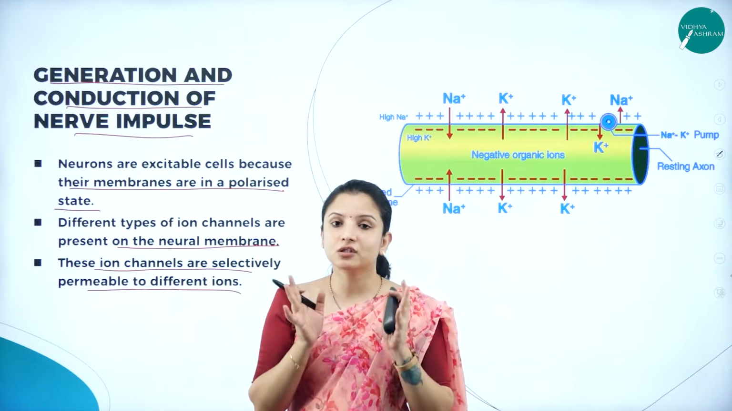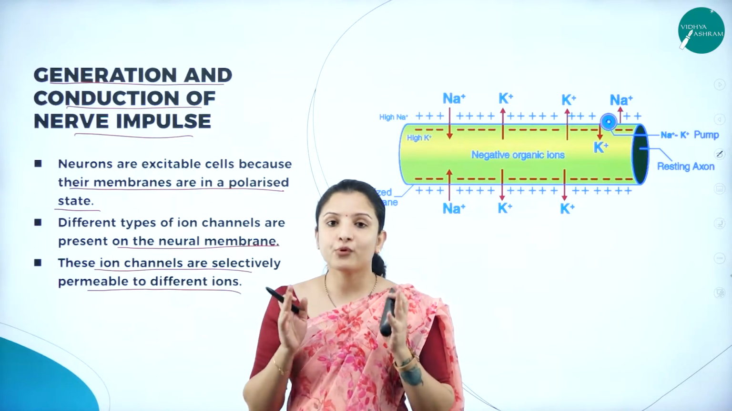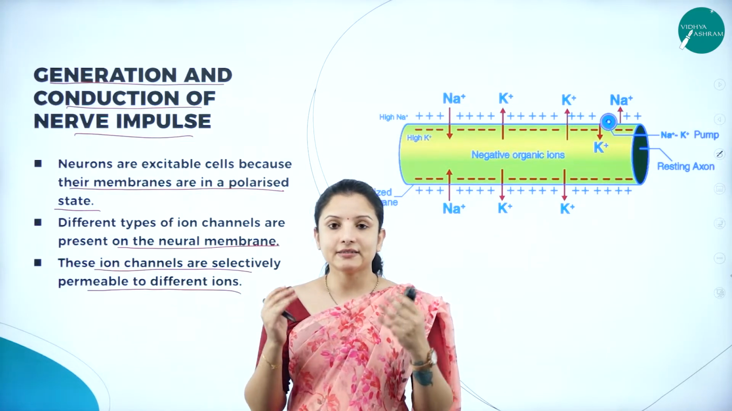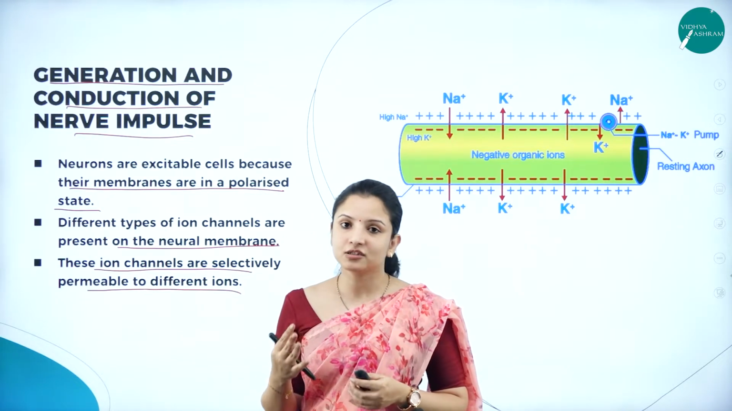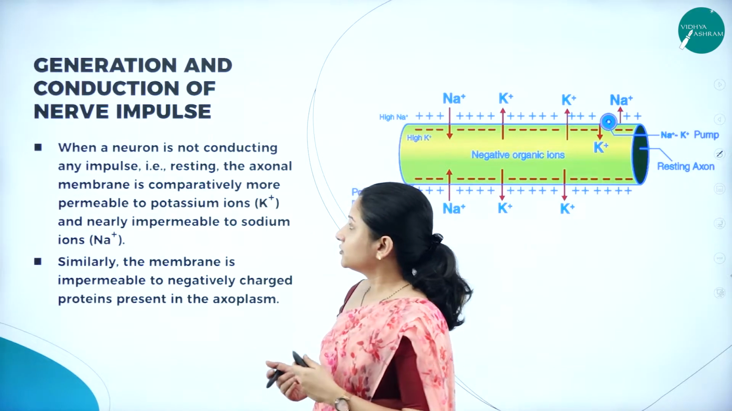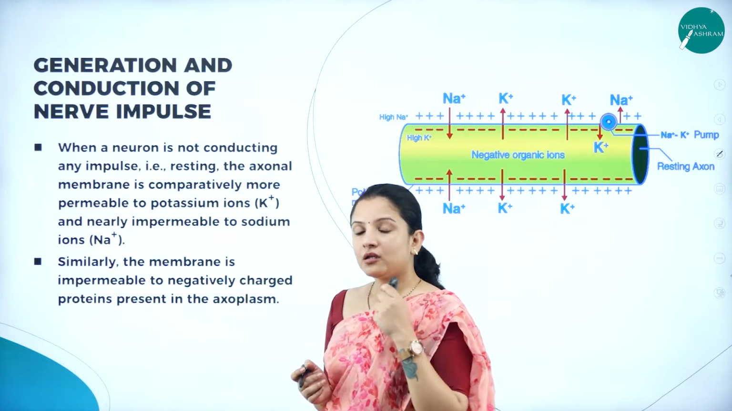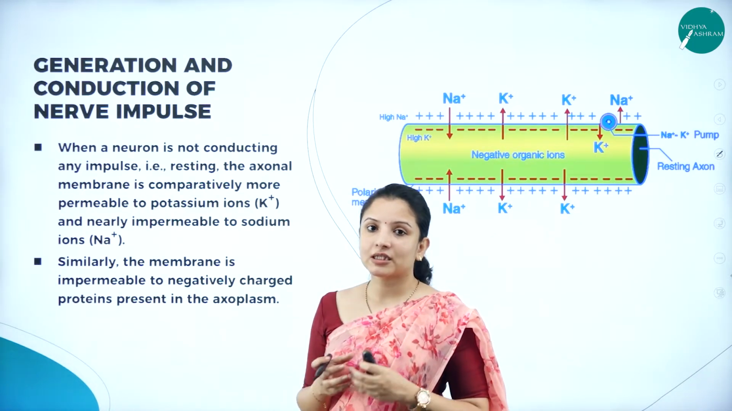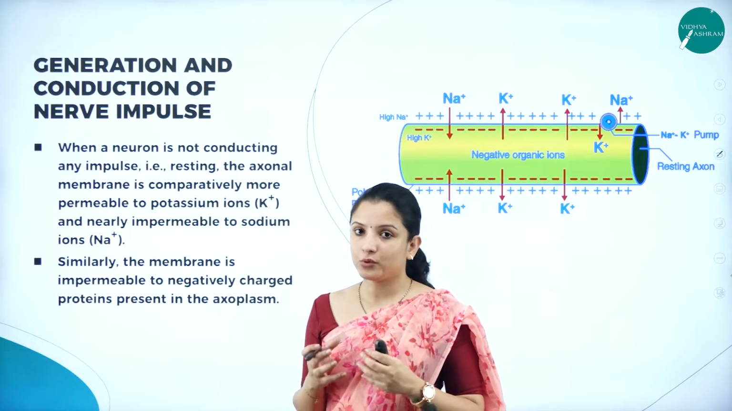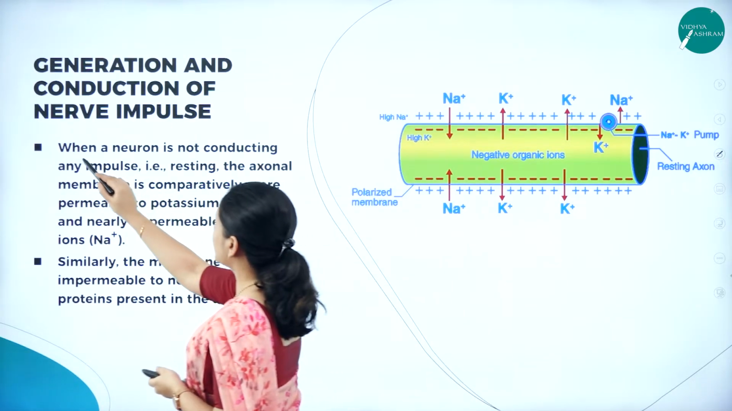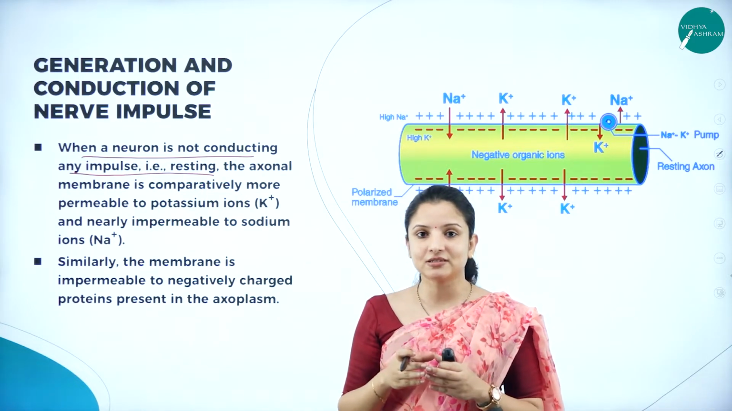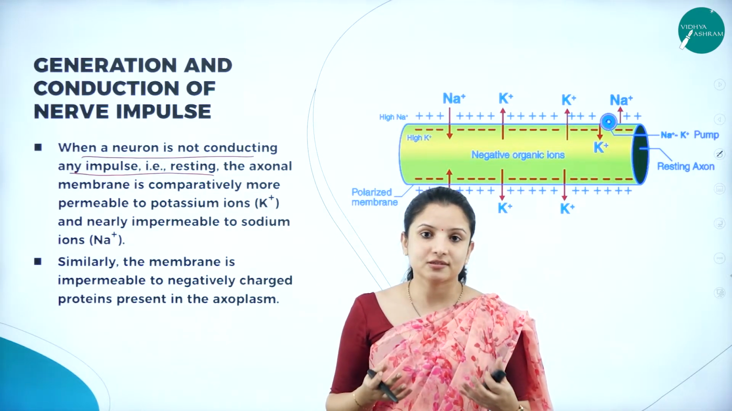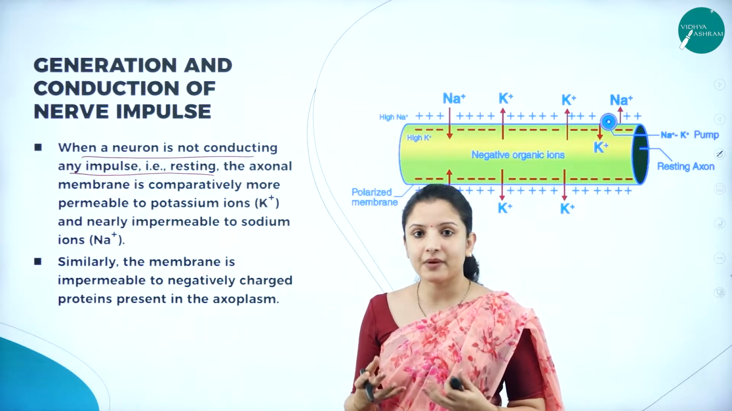So, now we understood the nerve cell is always in a polarized state, meaning inside the nerve cell it is always negatively charged and outside it is positively charged. So, moving further. Now, when a neuron is not conducting impulses, what will it do? When a neuron is not conducting any impulse, that means when a neuron is in its resting stage, no messages are passed, no signals are passed, right?